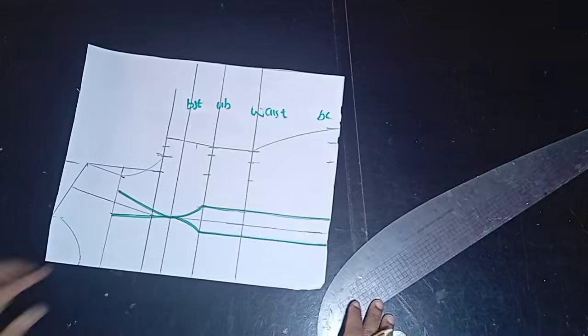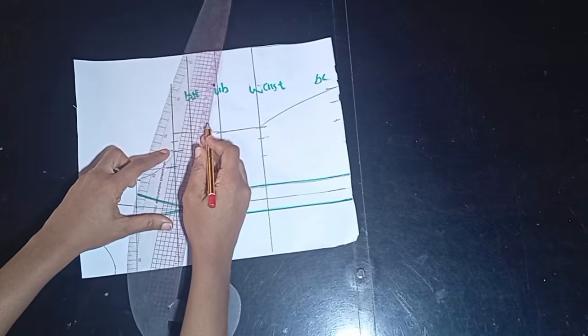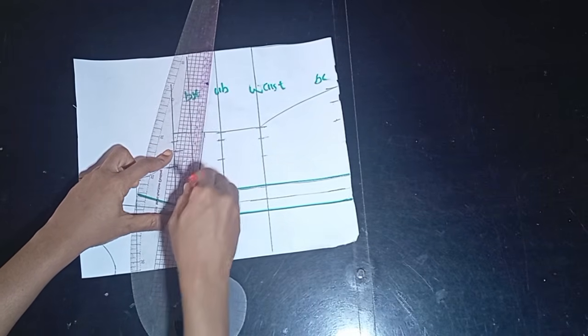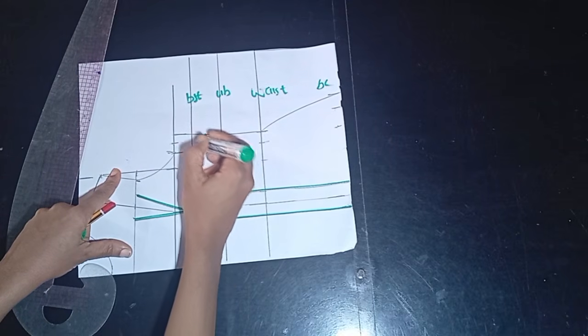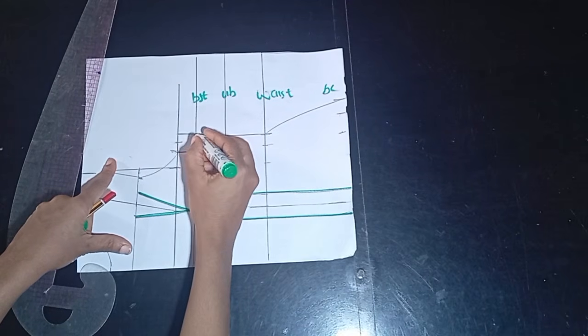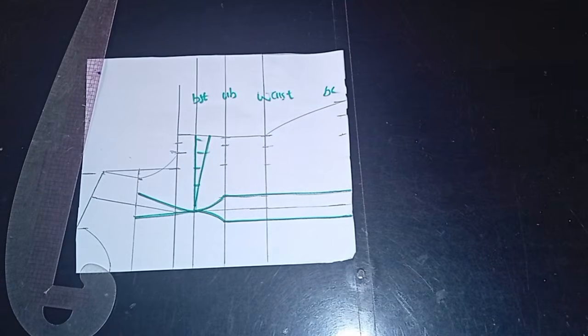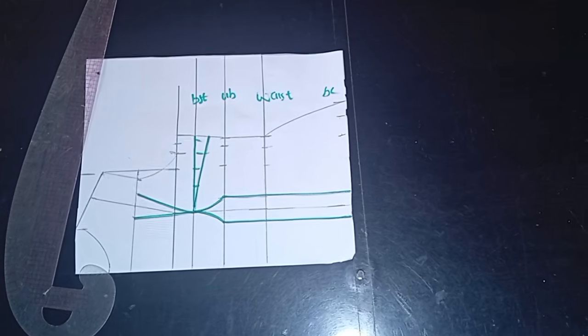Now I'm marking the bust dart. To get the bust dart is the difference between your shoulder to waist in front and that of your shoulder to waist at the back. For example, if your shoulder to waist is 17 in front, at the back, which is 15.5, if you minus 15.5 from 17, it will give you 1.5. That 1.5 is what you mark as your bust dart and extend to your nipple point.